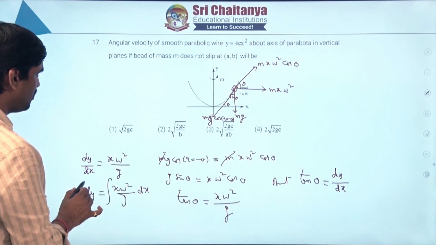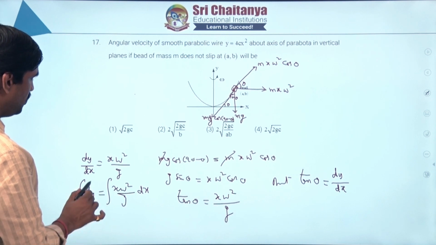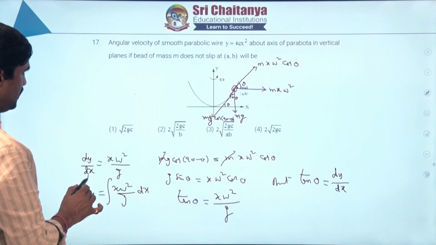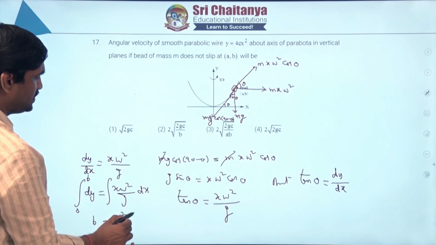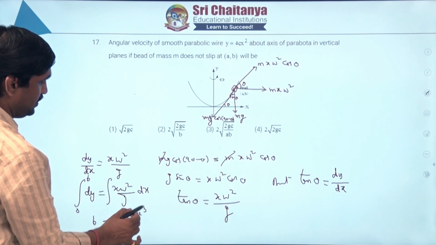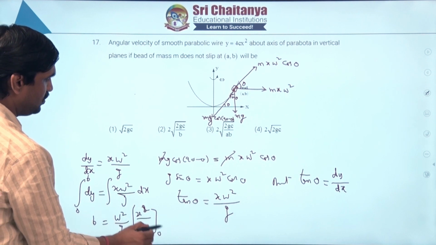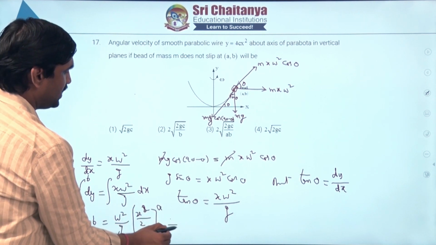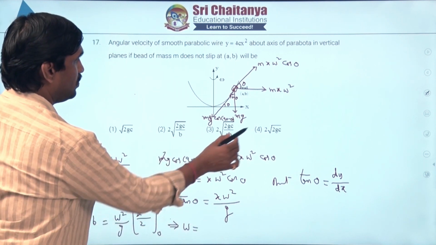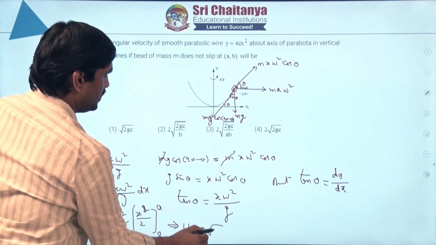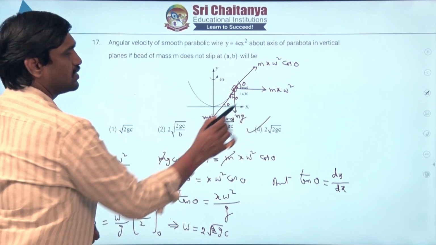By taking integration on both sides, you will get, with given coordinates up to b, b is equal to omega square by g into x square by 2 with limits 0 to a. By calculating it, you will get omega is equal to the fourth option, 2 root a 2 g. So out of 4 options, this is the correct answer.